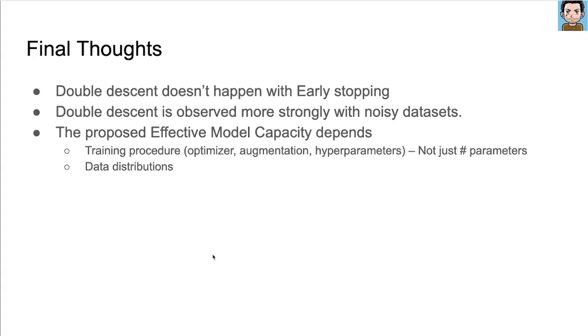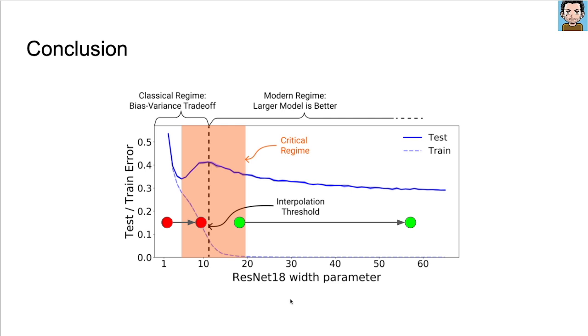Another thing that should be taken into consideration is the data distribution. So for the same model, we can have different effective model capacity on different datasets. To conclude, the model performance on the test error depends on many factors and not just the number of parameters. One should take into account other factors such as the number of training epochs and the number of training samples. Also, the relationship between the model performance and these factors is not straightforward.